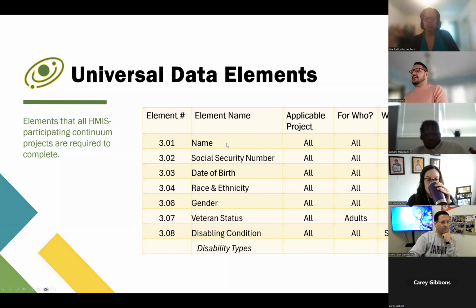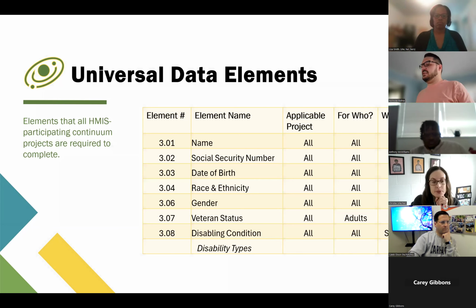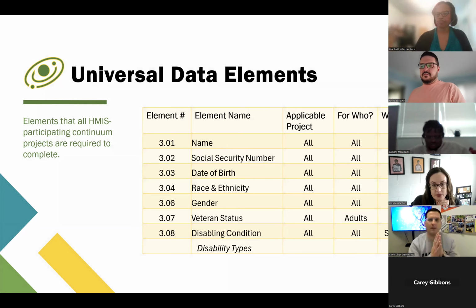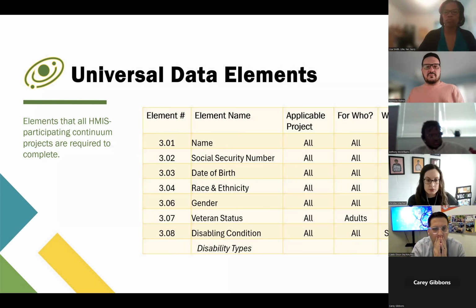Starting at the top, obviously the normal identifying information: name, social security number, date of birth, race, ethnicity, gender, vet status, disabling conditions. You have to collect that for all persons, except for veteran status, but you have to collect it for all persons in your project, and that's all the projects. This is not specific to any project. And at least the first few here, other than disabling condition, is usually when you create the record.